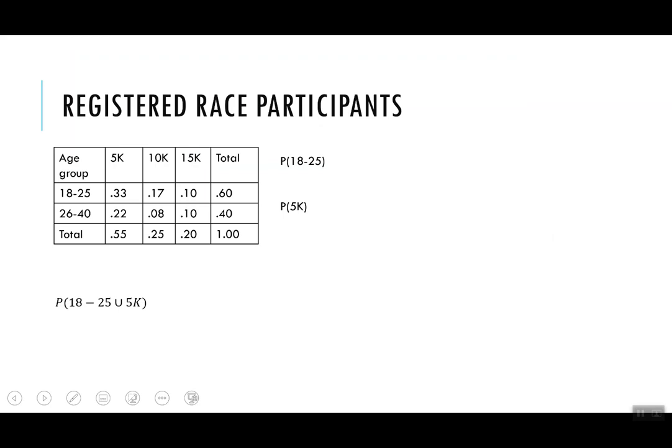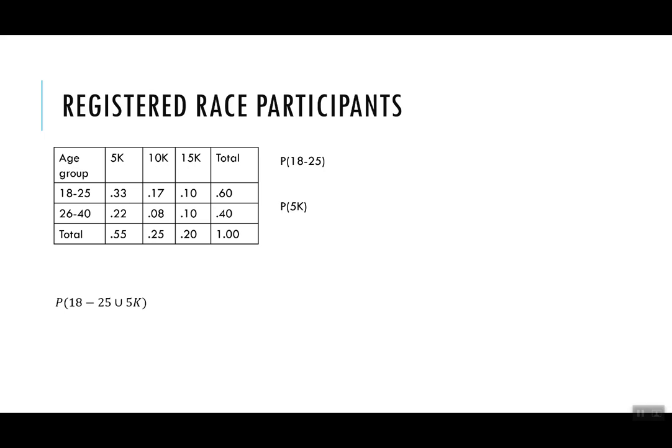Okay. The next chart has only percentages and not numbers. So I have a race, a 5K, a 10K, and a 15K, and then I broke it into two categories, 18 to 25 and 26 to 40. In this particular chart, somebody can't run more than one race, so they had to pick one. Say maybe they all started at the same time.